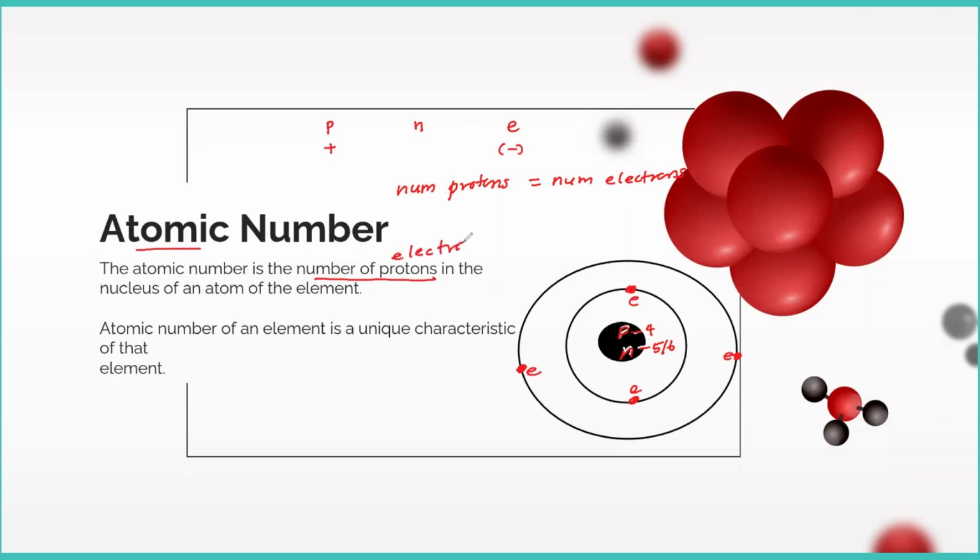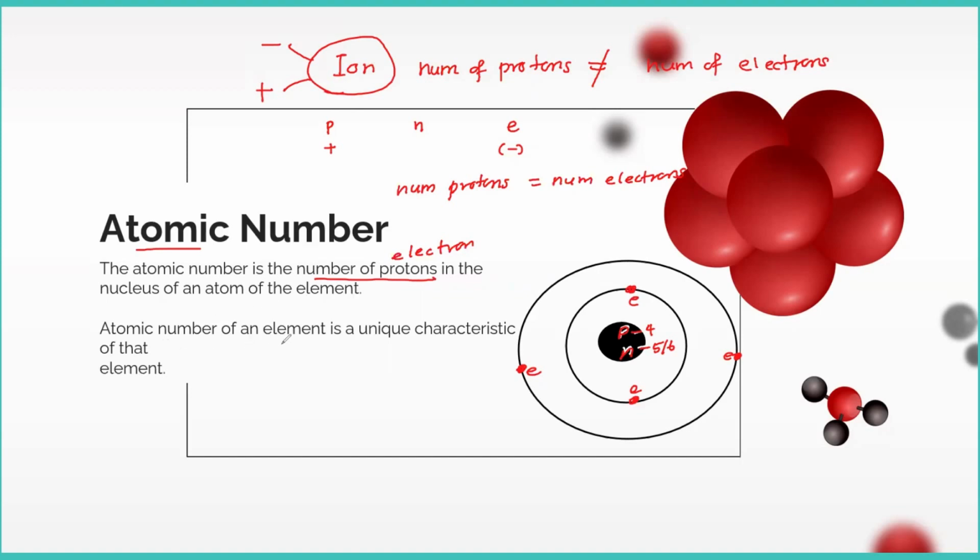It's because when an atom becomes an ion, the number of electrons differs. In that case, when it is an ion, the number of protons is not equal to the number of electrons. An ion is an atom which is charged. It can be either positively charged or negatively charged. So atomic number will always be defined using the number of protons.